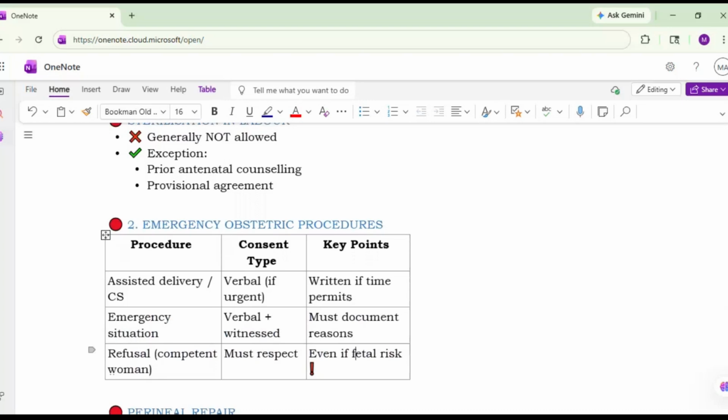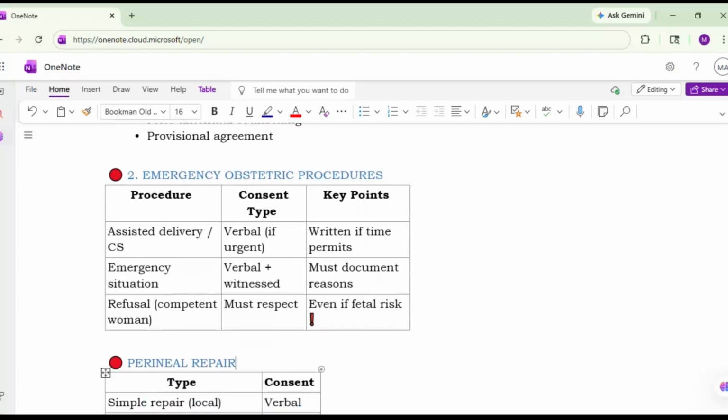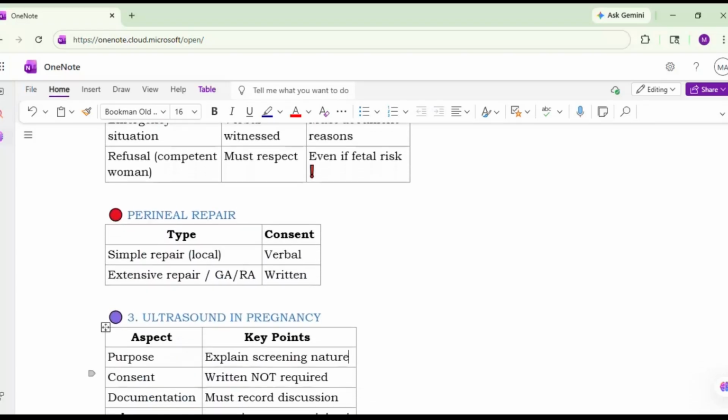Then emergency obstetric procedures, like an urgent cesarean section for cord prolapse or assisted delivery, verbal consent is more than sufficient. If time permits, then go for written consent. In an emergency situation, take verbal consent in the presence of a witness, and we have to document the reasons. However, if a competent woman is refusing a particular intervention, we have to respect that, even if there is a fetal risk. Such scenarios are also asked.